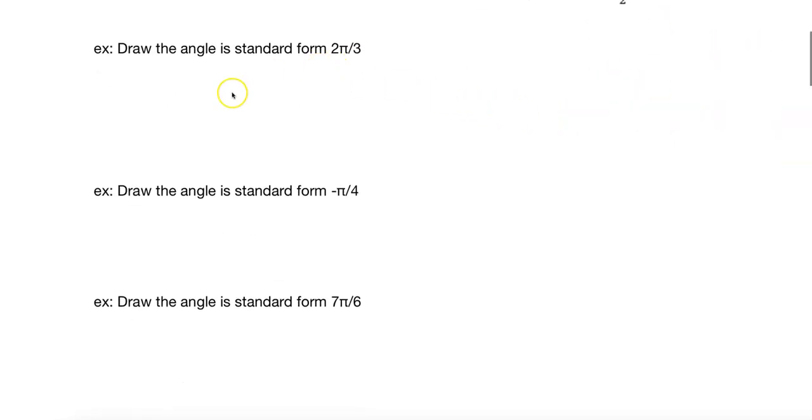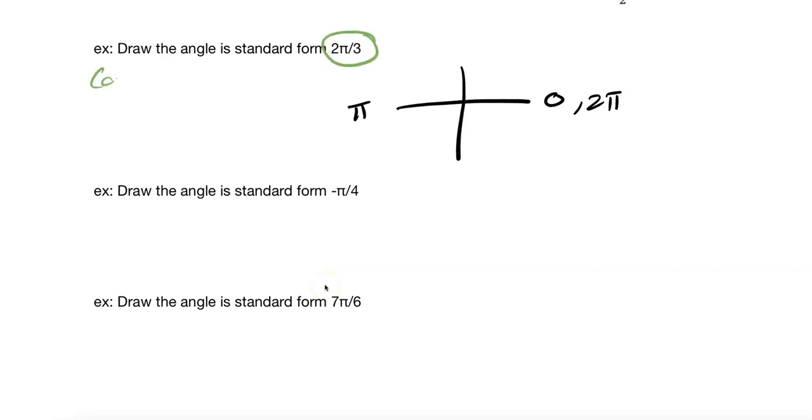I'm going to want you to draw a standard angle in radians of these guys. And it looks daunting at first. A lot of people always want to convert it. I'm like, you don't have to convert it. All you do is this. Here's 0, here's pi, and 2 pi. And the key is the common denominator. That's the key. You want to think common denominator.